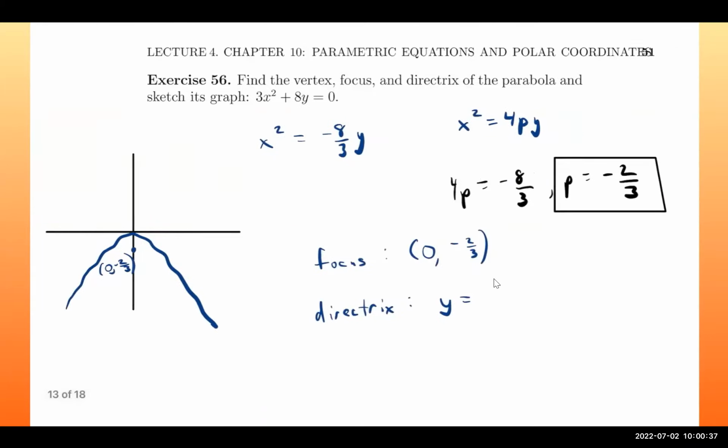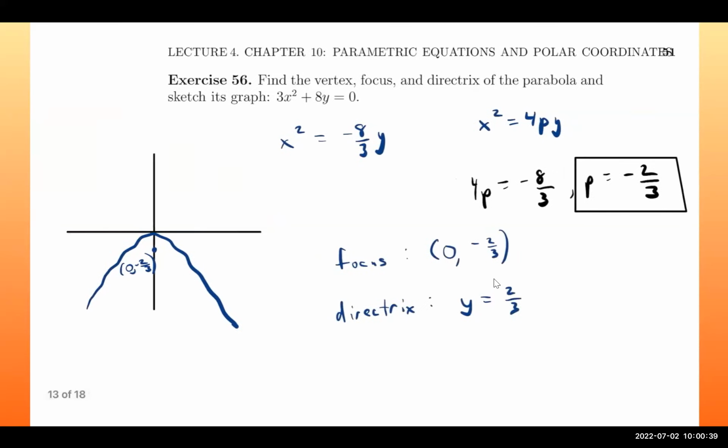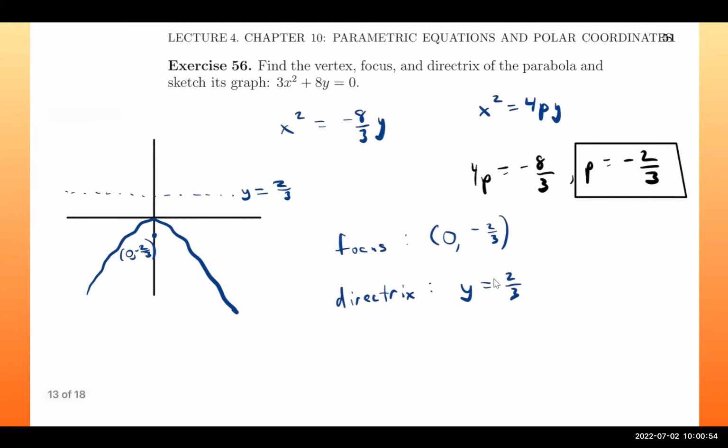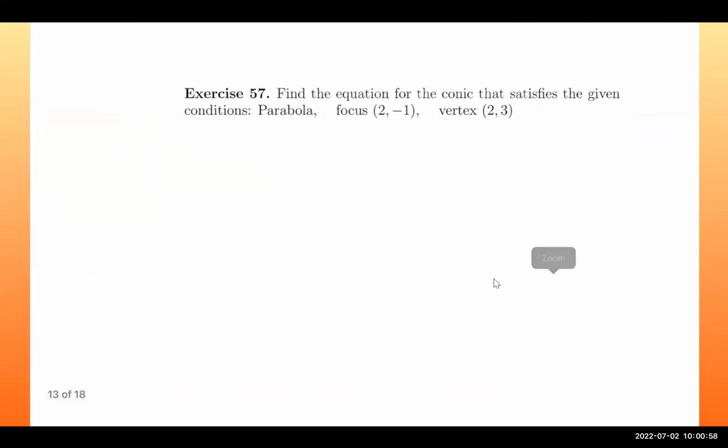And then our directrix is going to be y equals negative p. Well, the negative of negative 2/3 is positive 2/3, which makes sense because our directrix should be up here above. So y equals 2/3. All right, I believe that is all we needed to do. That is it. Okay. Moving on to the next problem.